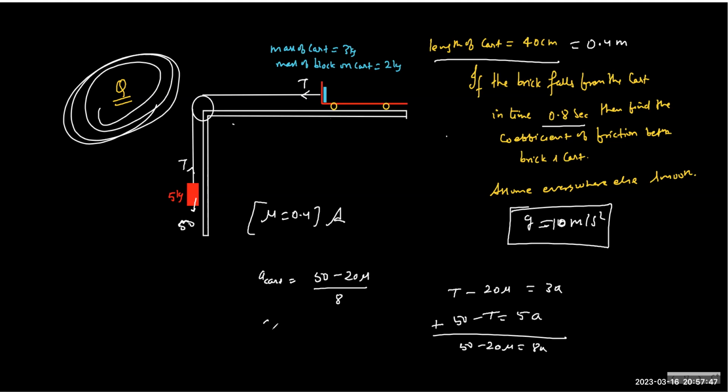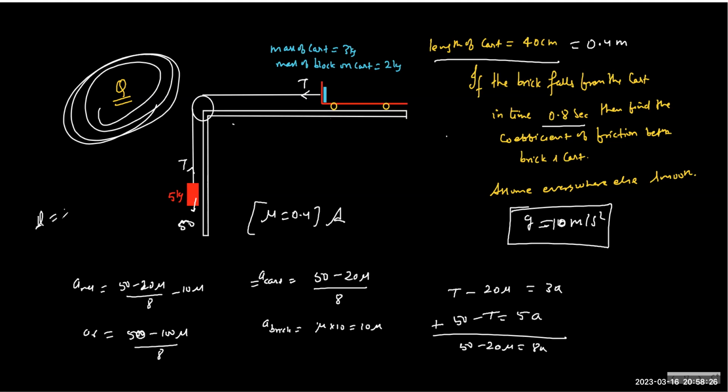A of the brick, or the block, is mu g. 20 mu by 2. It is just 10 mu, no? 10 mu. Yes, sir. Yeah, now I got it. And then A relative, of course, the cart must be more than the brick, then only it will fall back. So 50 minus 20 mu by 8 minus 10 mu. How much is that?